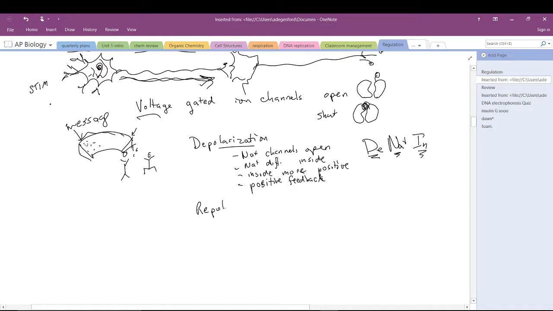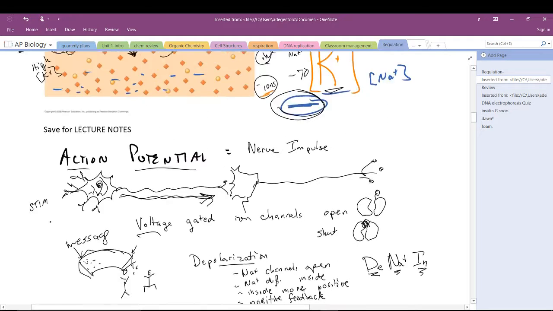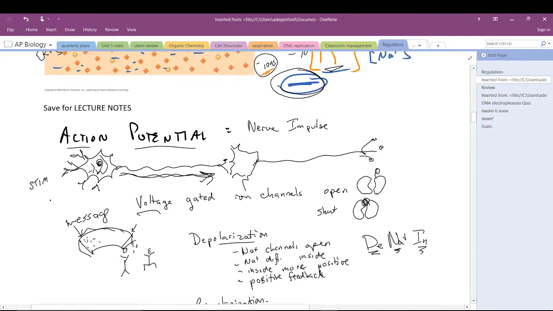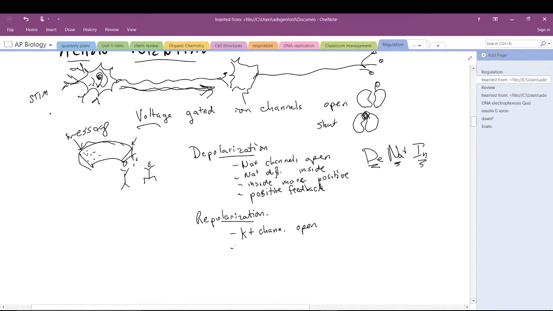Repolarization, and this is the annoying part, there's only one letter that's different. Repolarization is when potassium channels, these are voltage gated, they open. And remember, there's more potassium on the inside. So good old diffusion, if they open, that means potassium is going to diffuse outside the cell. And my silly little mnemonic is repolarization, potassium, K, goes out, RECO.